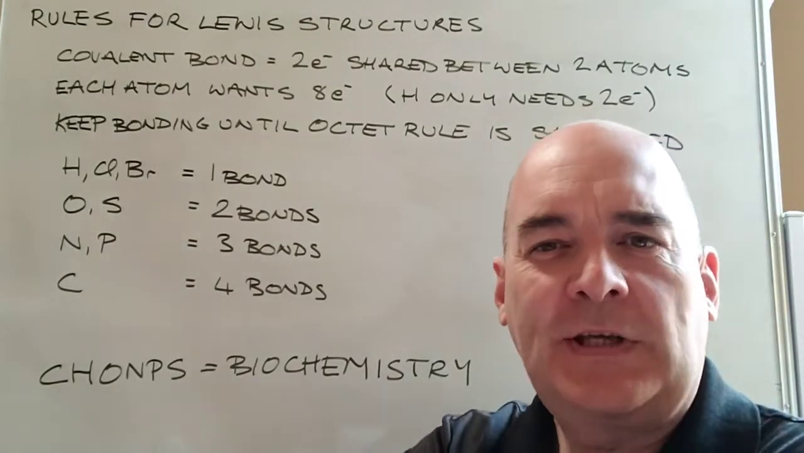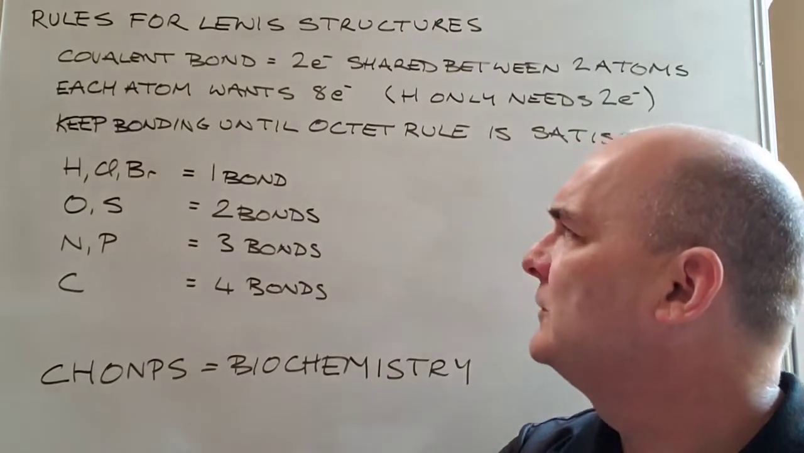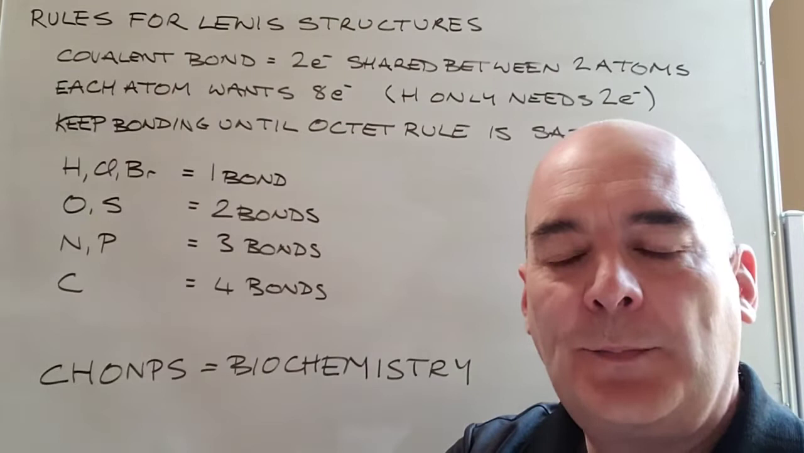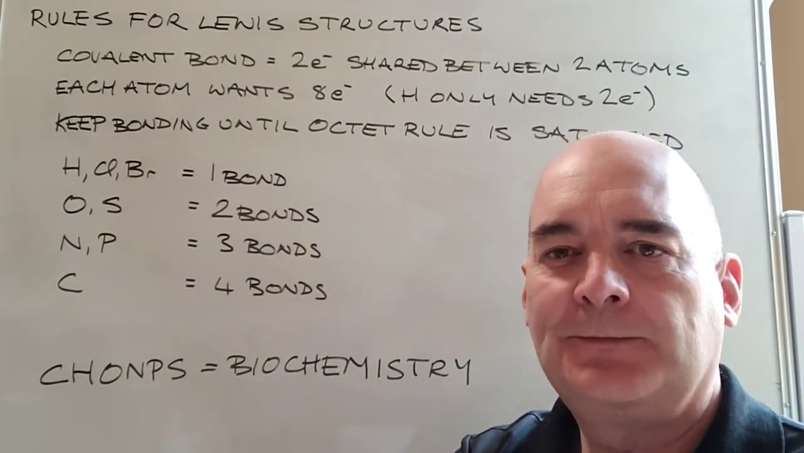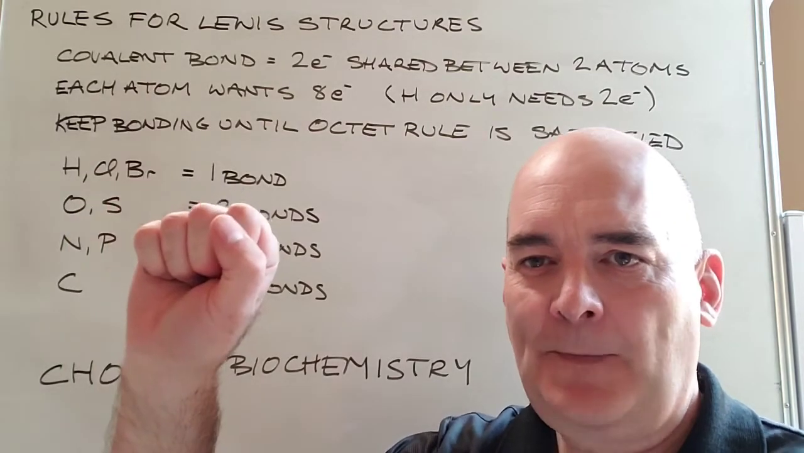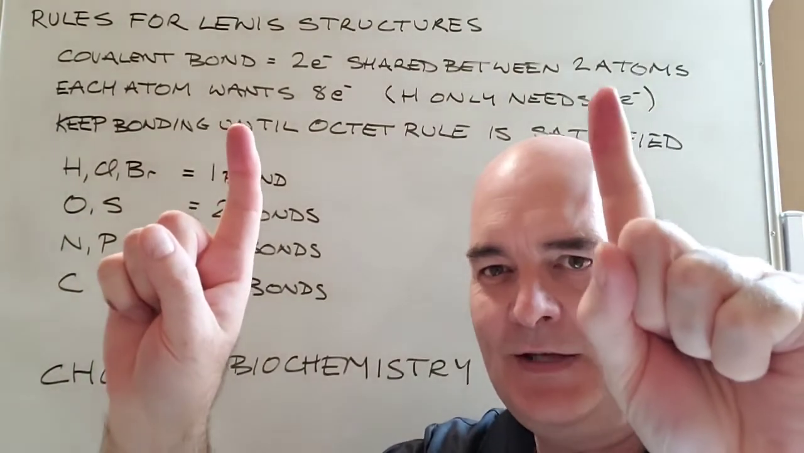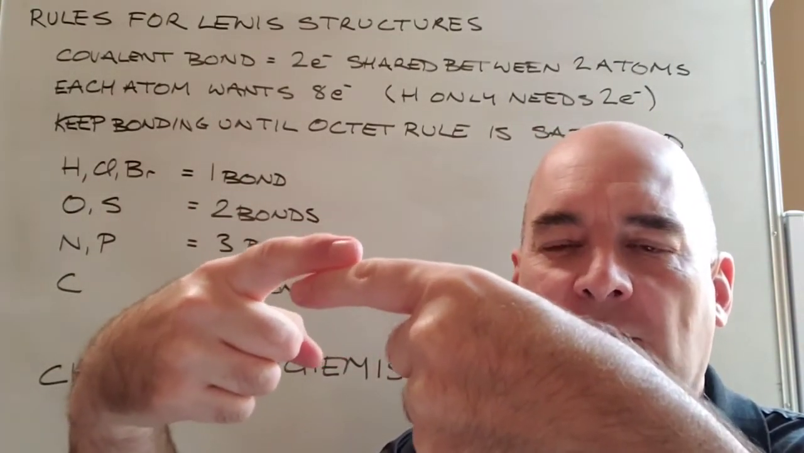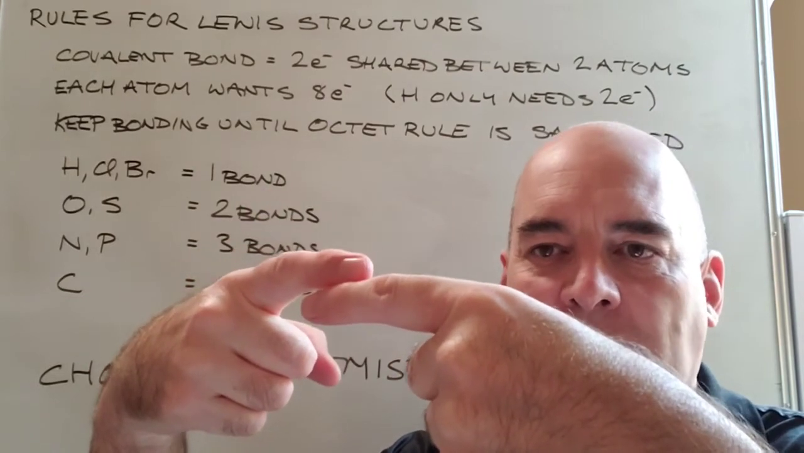So let's revisit some of the rules for Lewis structures, how to combine atoms together. A covalent bond is 2 electrons shared between 2 atoms. If this is an atom, and that is an atom, and this has an electron, and that has an electron, then I've just made a covalent bond between those 2 atoms if I have shared those 2 electrons between those 2 atoms.